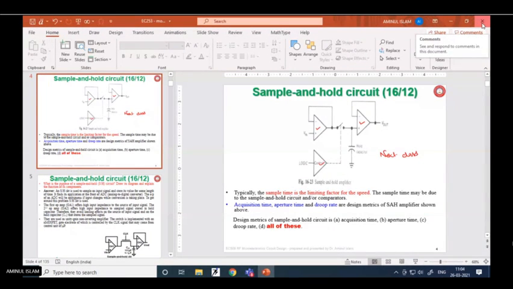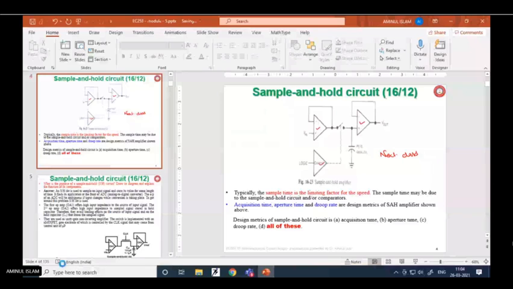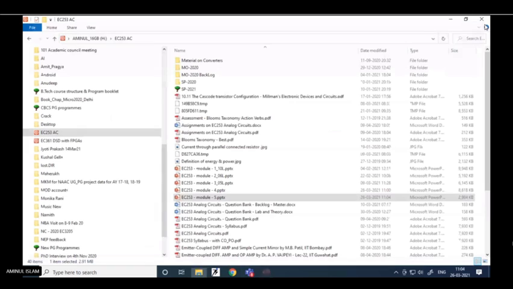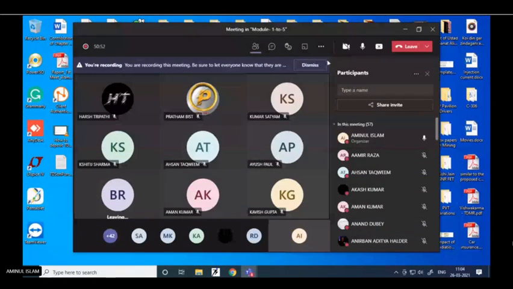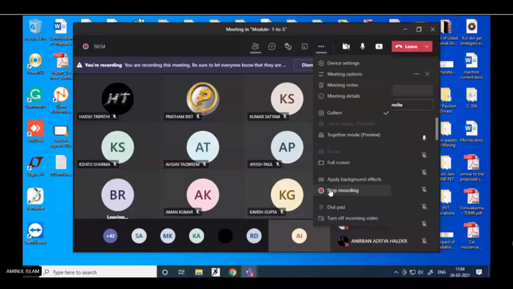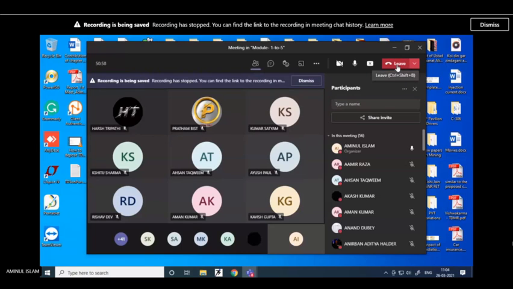Now we'll be in a comfortable position because there is not much there. 135 slides are there. We'll be able to cover them peacefully. There is no hurry. Okay, leave the class and take rest.